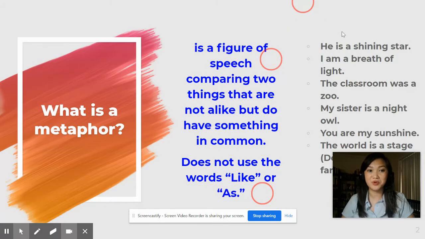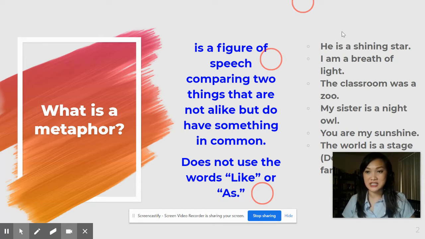First, let's review what a metaphor is. A metaphor is a figure of speech comparing two things that are not alike but do have something in common. The words like or as are not used because that would signal a simile. Here are some examples of metaphors.